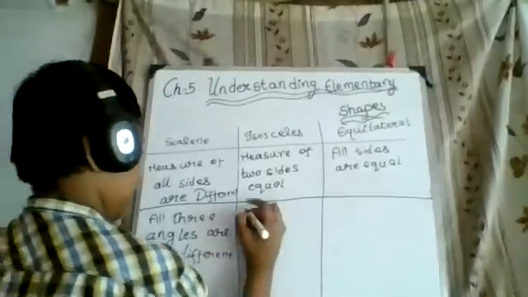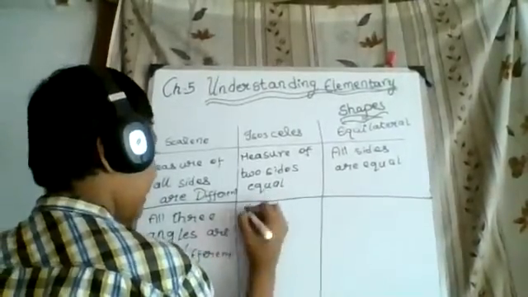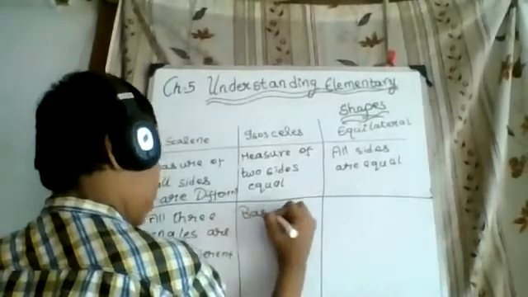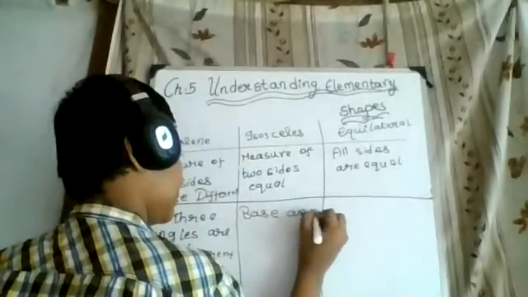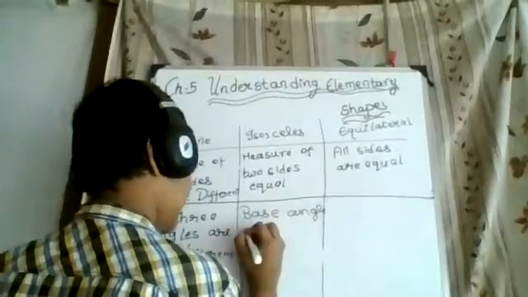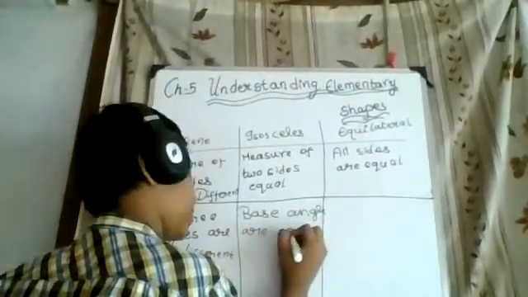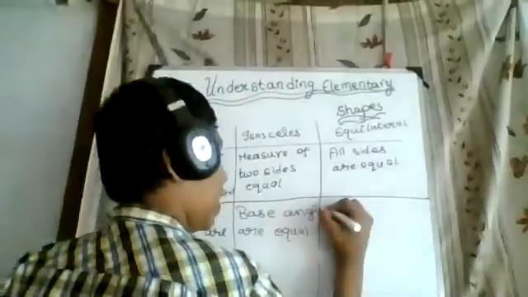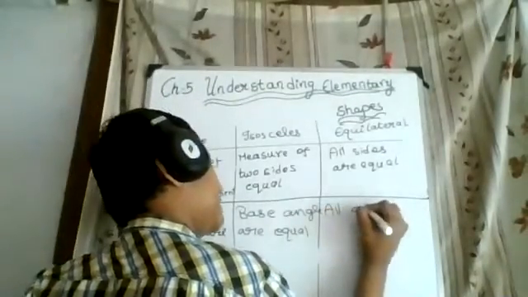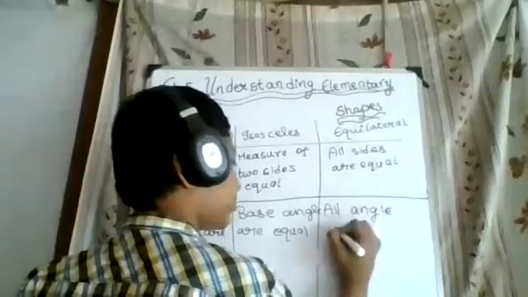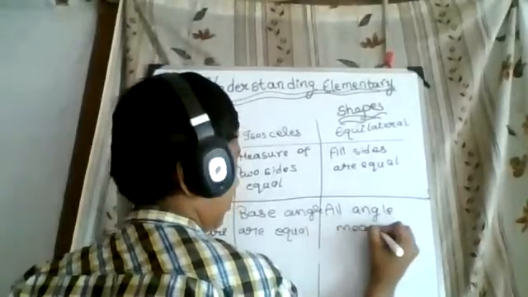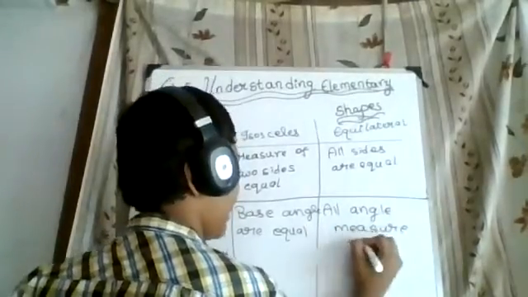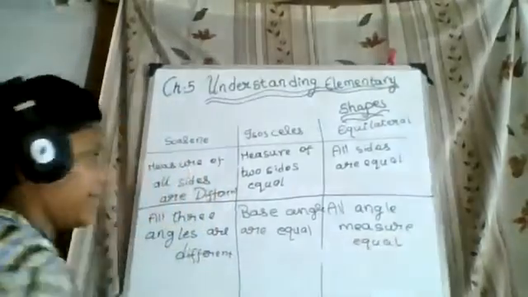And next, isosceles: base angles are equal. I will tell in a diagram so that it will be easy. For equilateral, all angle measures are equal. Now these are the main points.